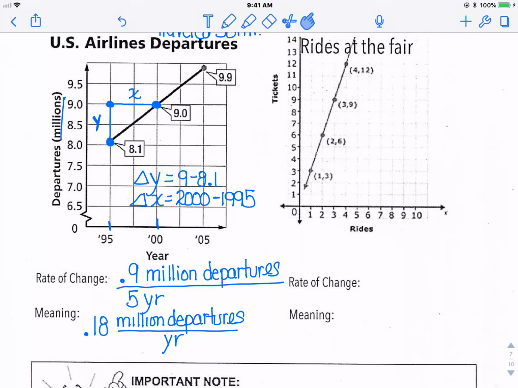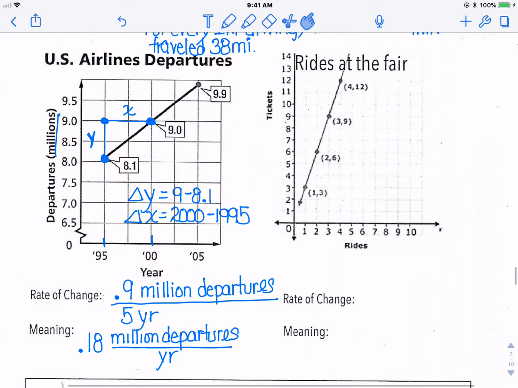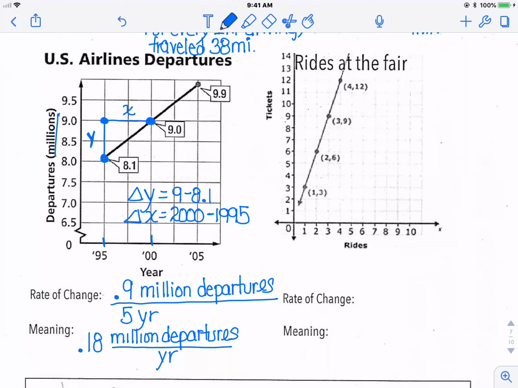In the next graph over, we're talking about rides at the fair. So this could be maybe a state fair, any fair that's got rides. So when I look, they've got the data labeled for me, which is wonderful. So I can actually read those ordered pairs and I can see my labels, rides and tickets. So I'm going to take any two solid data points. By solid, I mean they go through coordinates I can accurately find. So I'm going to take the 1, 3, and I'm going to take the 3, 9. You can actually take any two, but that's why I want to show you how we're doing that.